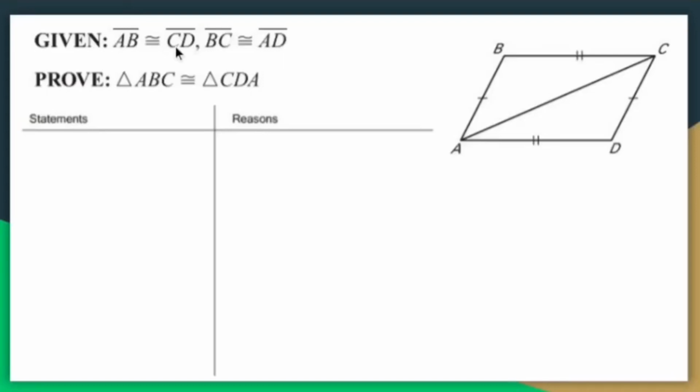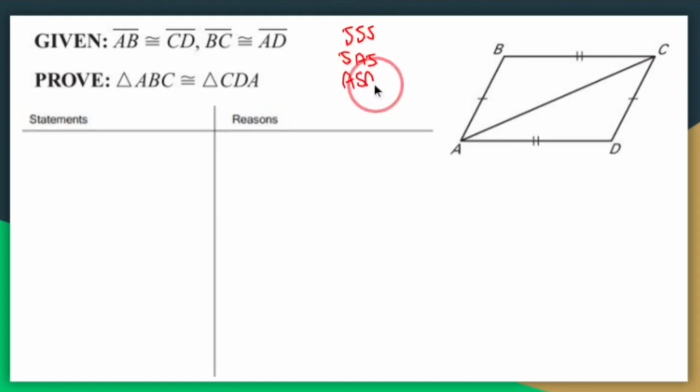Given AB is congruent to CD, all right, you guys, and given BC is congruent to AD, prove that ABC is congruent to CDA. All right, when I'm being asked to prove two triangles are congruent, I'm having four major thoughts in mind: SSS, SAS, ASA, and AAS. And what I want to do is try to find a way to come up with one of these four to show that these guys are congruent.